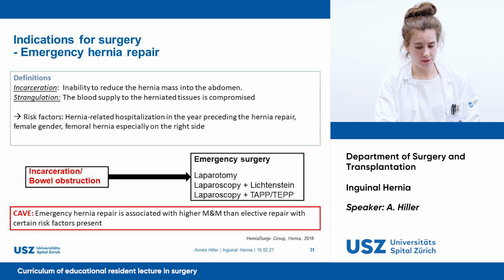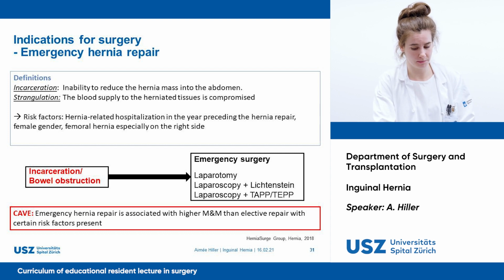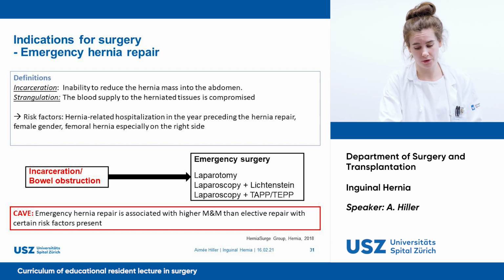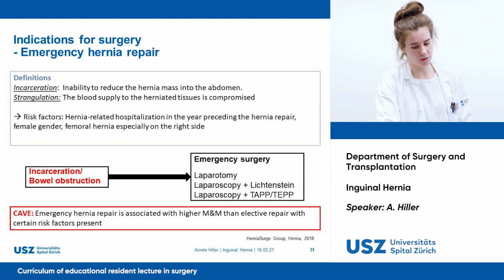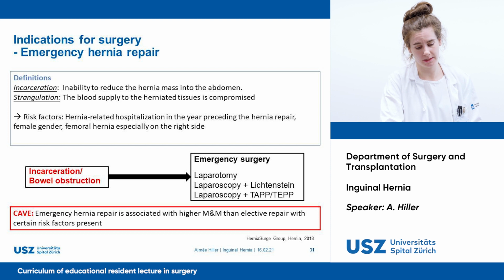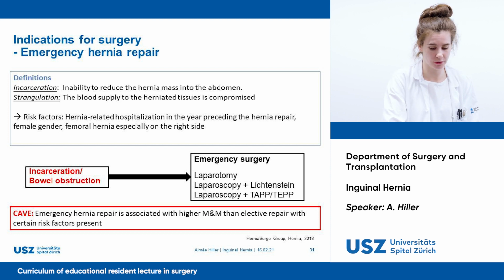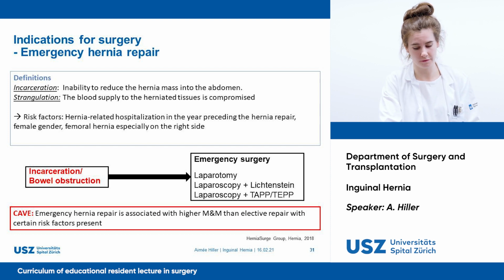And then real quick to the emergency hernia repair. So indications for that are incarceration, which is the inability to reduce the hernia mass into the abdomen, and strangulation, which means that the blood supply to the herniated mass is compromised. Risk factors for those two are hernia-related hospitalizations in the year preceding the hernia repair, female gender, and femoral hernia, especially on the right side.